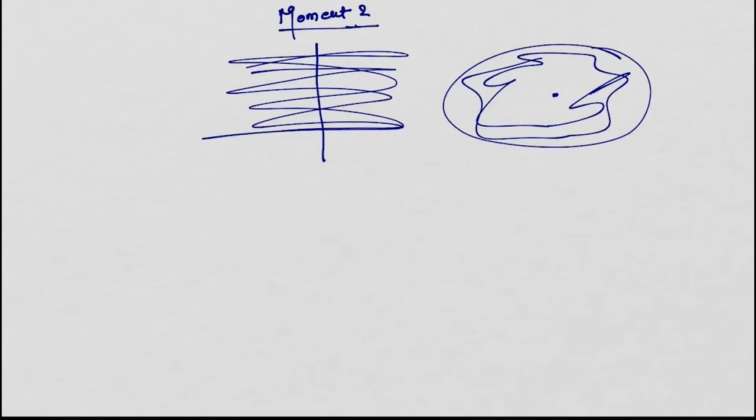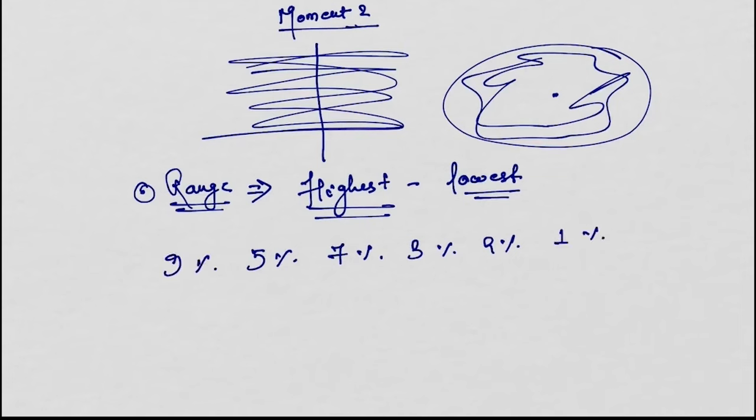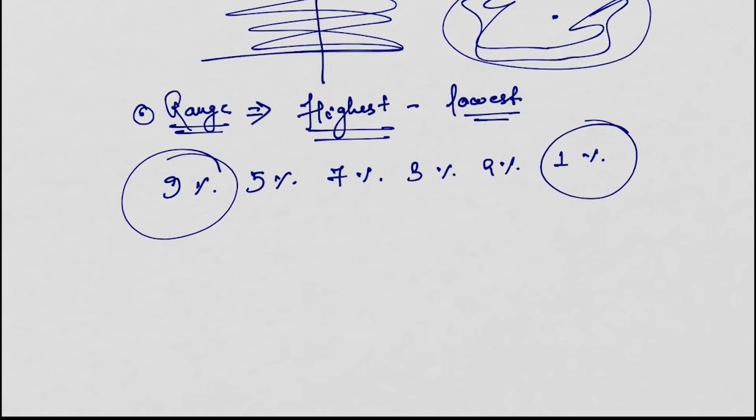So the number one measure, which is the most naive measure, is the range. Kyunki moment two hai kya? Phailav batana. Ki data kitna phaila hai. So if you do highest minus lowest, you will get the range. So assume you have a data, say 5%, 7%, 3%, 2%, 1%, 9%. And if I ask you, what is the range in the data? The range of the data is 9 minus 1 because this is the highest value and this is the lowest value. Phailav kitne ka hai? 8% ka phailav hai. 9% minus 1%. That is the range of the data.